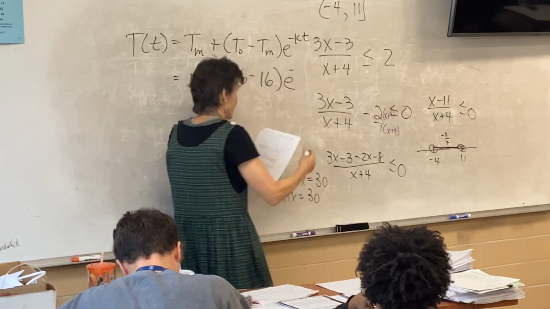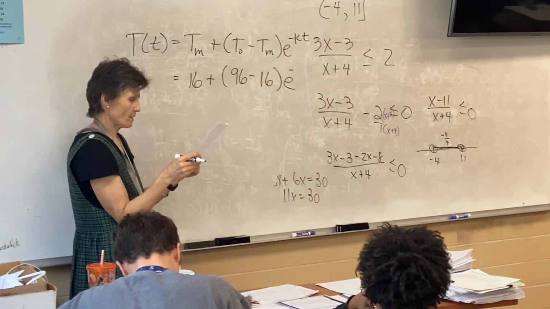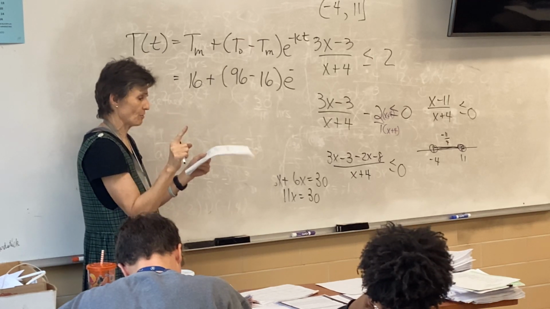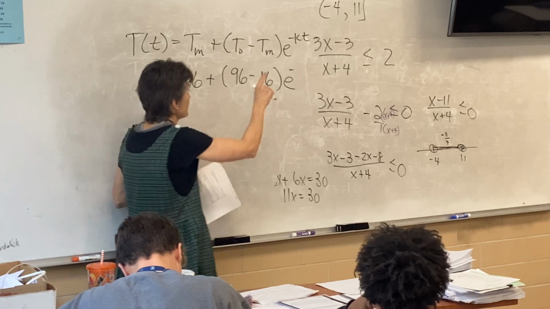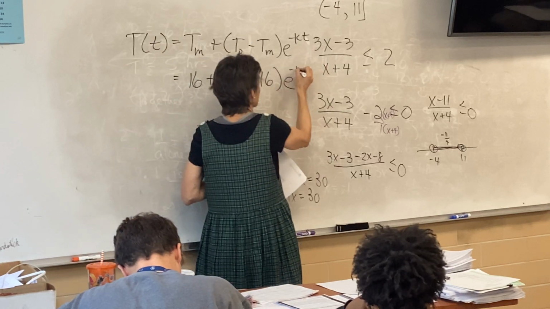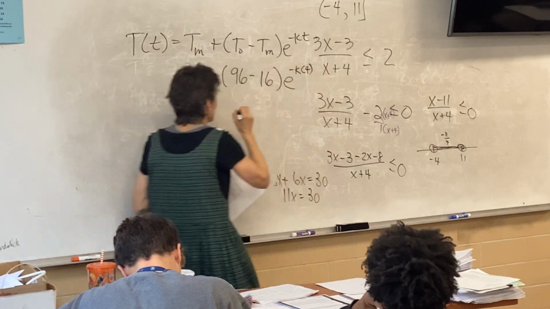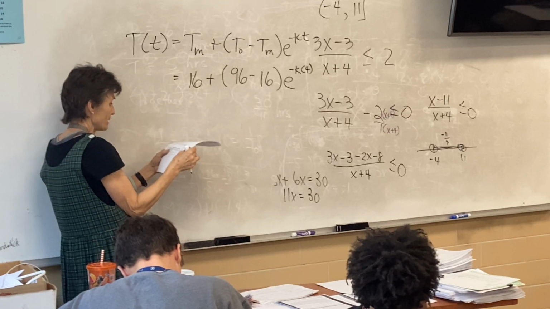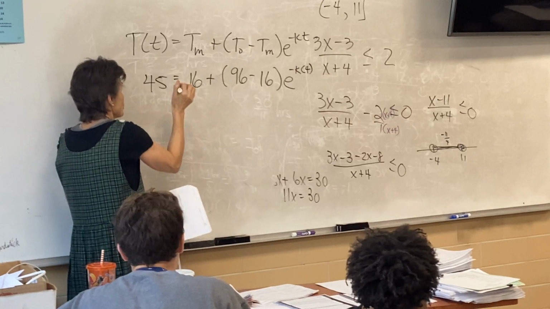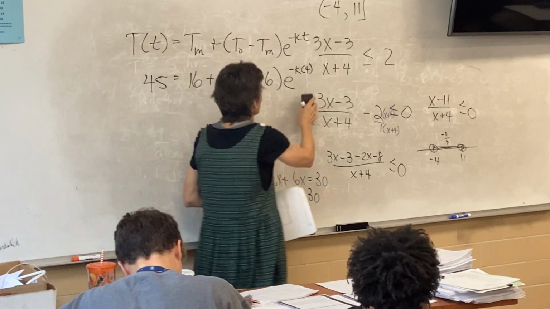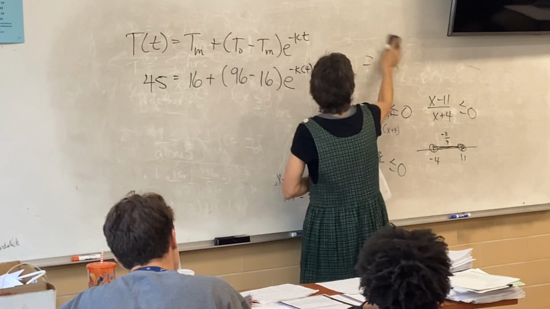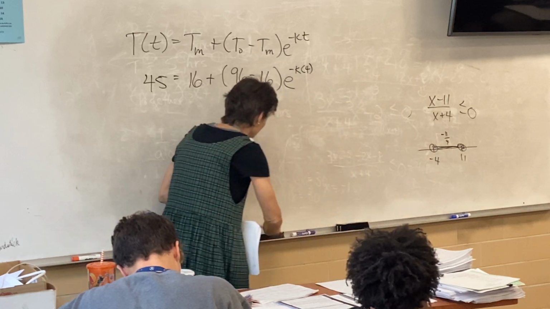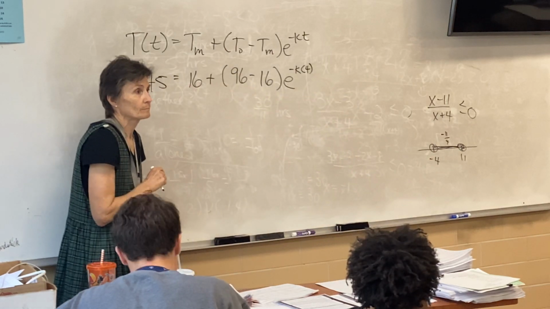E to the negative. Okay. Four minutes later, so T is going to be 4. The new temperature of the egg is 45. So right there is step 1. Does everybody understand why I put the numbers where I put them?